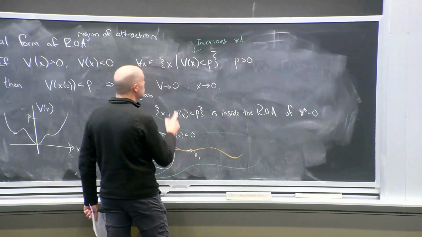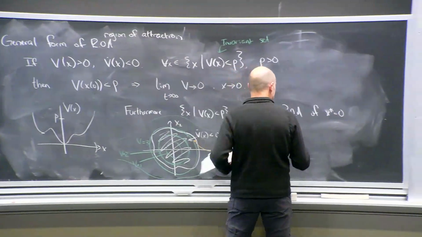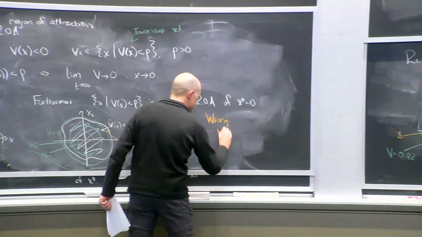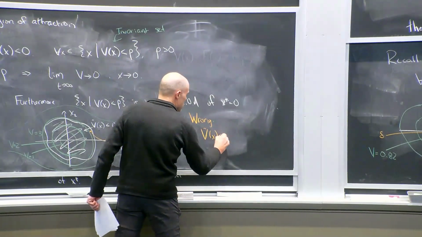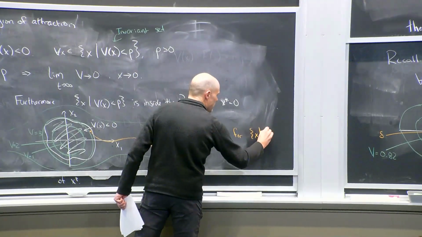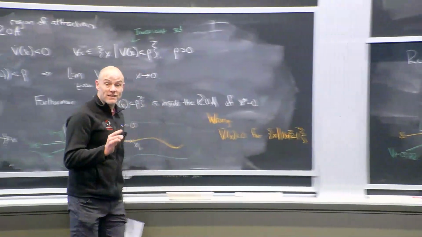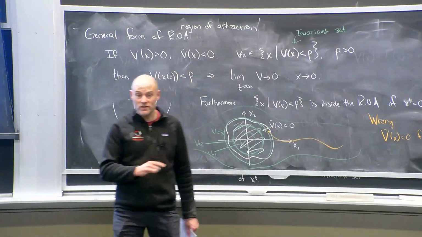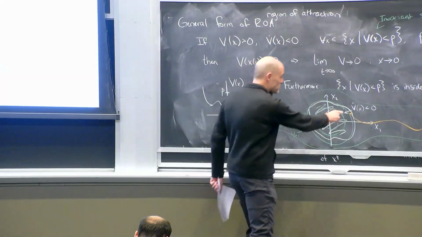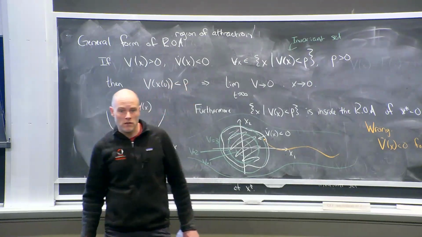Let's just say a counterexample, this would be wrong. If I said that v dot of x is less than 0 for all x, let's say x squared less than 1, that doesn't tell me anything unless I know x squared less than 1 is also an invariant set. You can have v dot go down, but if it leaves the set, then it could go to a place where v dot goes up again. Yes?